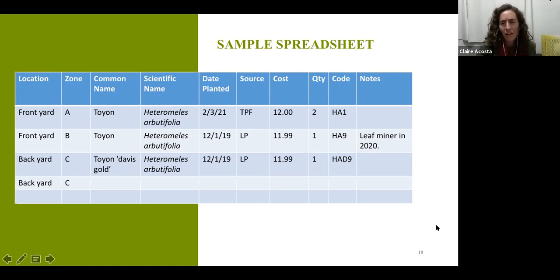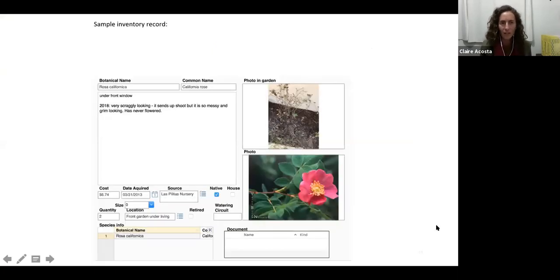I think there's another one. This is another sample inventory record. I don't know what program it belongs to, but it's helpful in that it has a photo of the plant in the garden and a stock photo of it. The note says it's pretty scraggly looking, sends up shoots, but it's messy and grim looking, and it's never flowered. And that was in 2018.